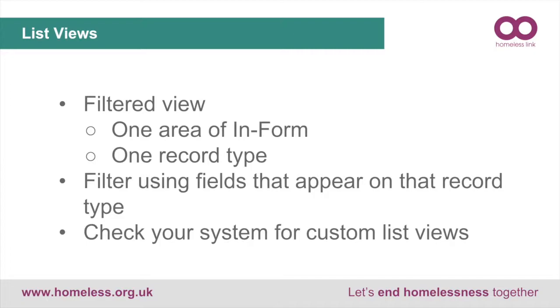A few things to remember. List views give you a filtered view of information from one area of Inform at a time. You can only filter one record type at a time. You can filter your list view of records by the same fields that appear on that record type. Check for custom list views already available in your system. Try creating your own list views and see what you can achieve.